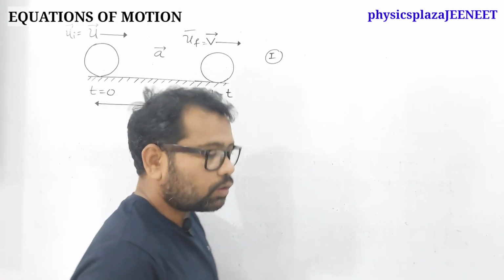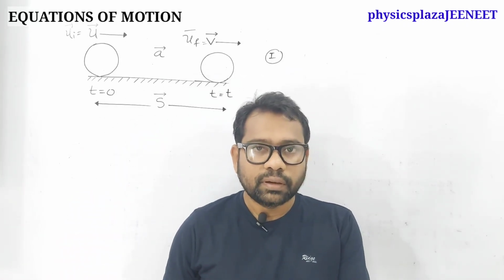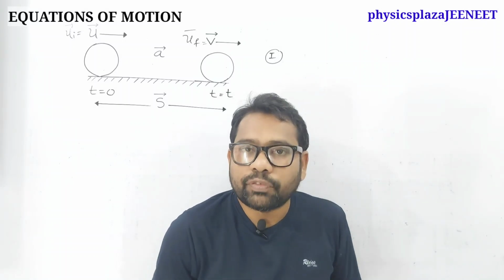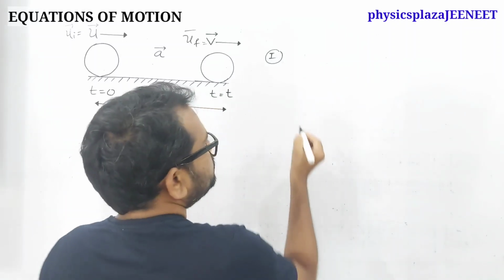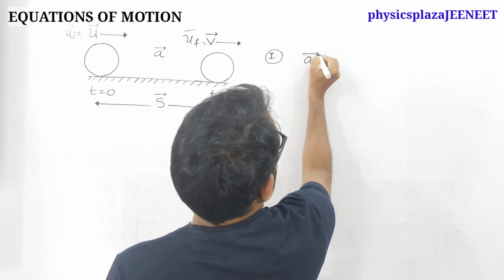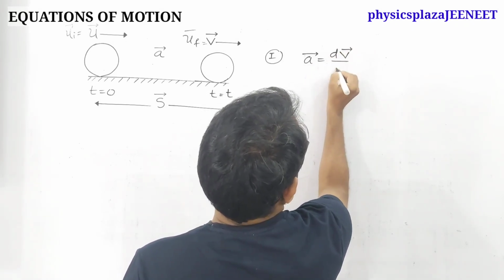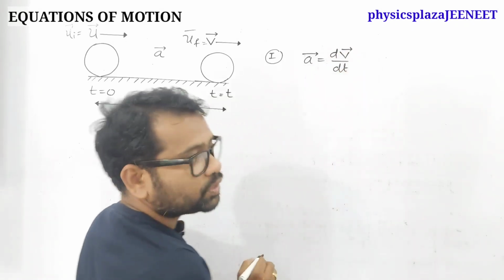Children, let us recall once again. At any instant, how can you define the acceleration, children? Yes, so here acceleration is defined as dv by dt. Acceleration is defined as dv by dt.